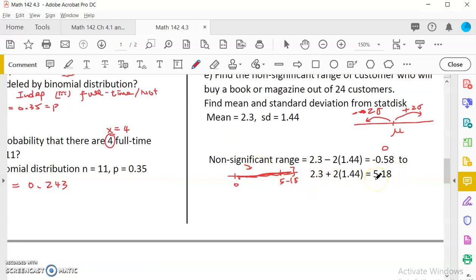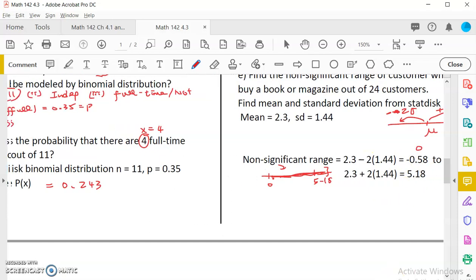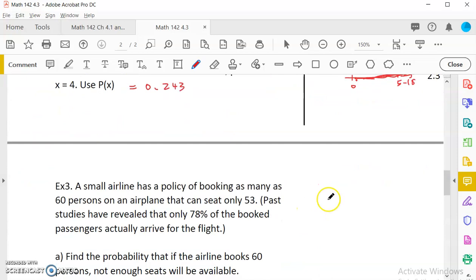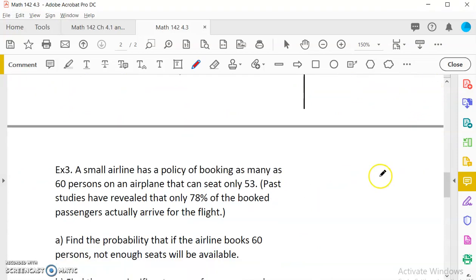So that's how you can use the non-significant range. I expect out of 24 customers, on average, 2.3 customers buy books, but it could be as high as 5 and as low as 0. And I would seldom see 6 customers or more buy the book. Again, these are estimates, not exact, but they're quite good if N is big.